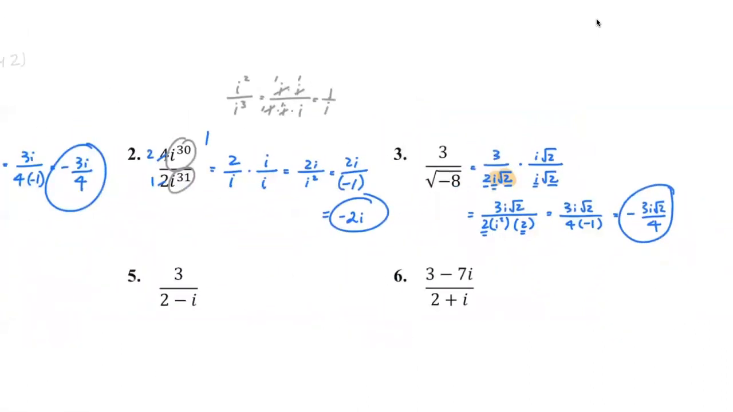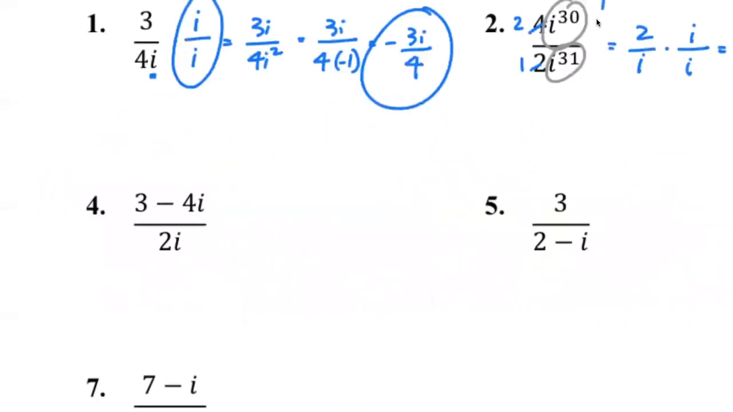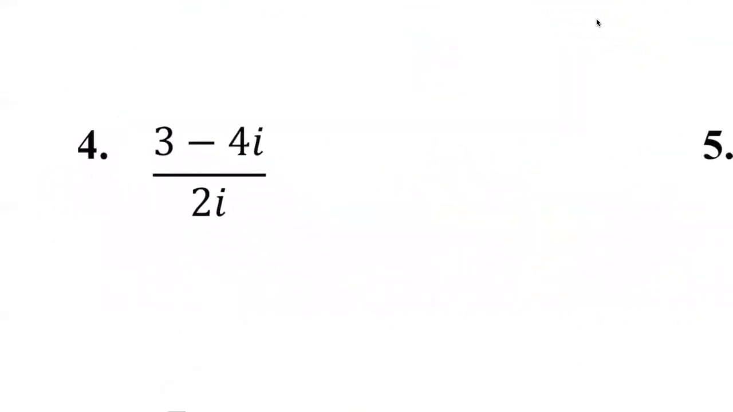All right. So again, what we see from question number 3 is, do you know what causes the problem? What causes the problem is the denominator, it's the i, it's the root 2. These are the two things causing the problem. So we just multiply by 1 in the form of i root 2 over i root 2.